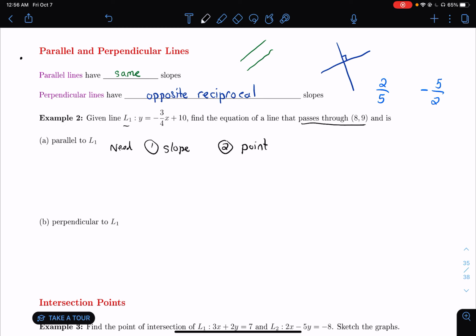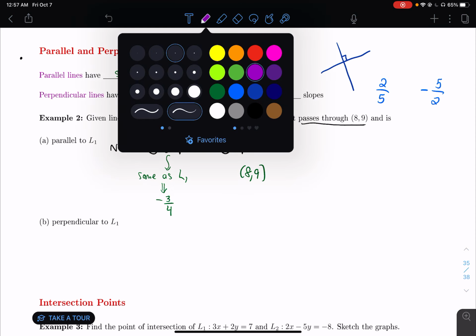Because my new line is parallel to L1, it's going to have the same slope as L1, which is negative 3 over 4. All right, awesome. We are halfway there. We got the slope. Now I need a point on this new line. But the problem tells me that point. It tells me that point is 8, 9. So if I got those, I'm ready to go to my point-slope form.